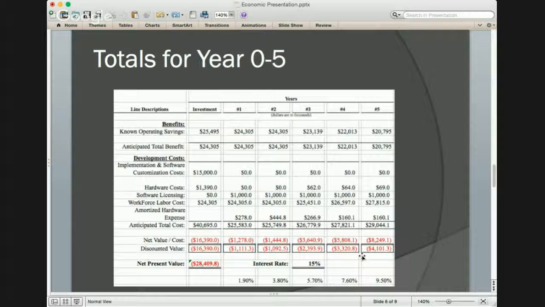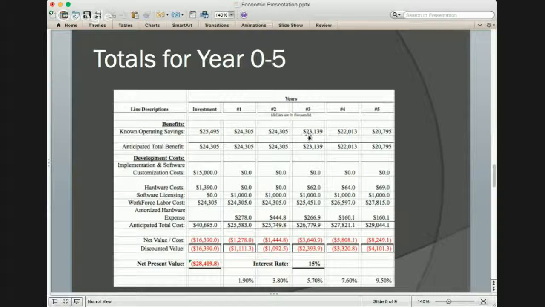So the benefits, the known operating savings: initially we're saving $25 million, as reflected here in the investment column. That number is the amount of money that we're saving by cutting our employees in half, the CSRs. So that's the amount that we would have to pay all the employees. But since we're eliminating that cost, it becomes a benefit.